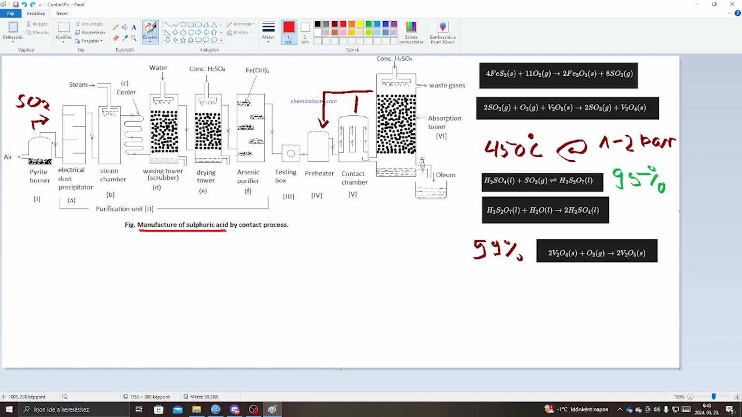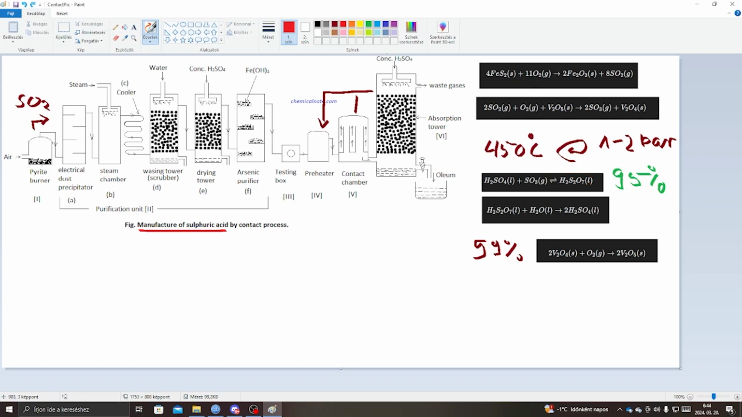The sulfur trioxide and the dioxide rise through, again, these pores, and the washer head just drizzles concentrated sulfuric acid onto it. The concentrated sulfuric acid likes to react with the sulfur trioxide, but it doesn't like to react with the sulfur dioxide. So the sulfur trioxide gets trapped and dissolved into liquid and forms oleum, that is disulfuric acid or pyrosulfuric acid or whatever they call it.